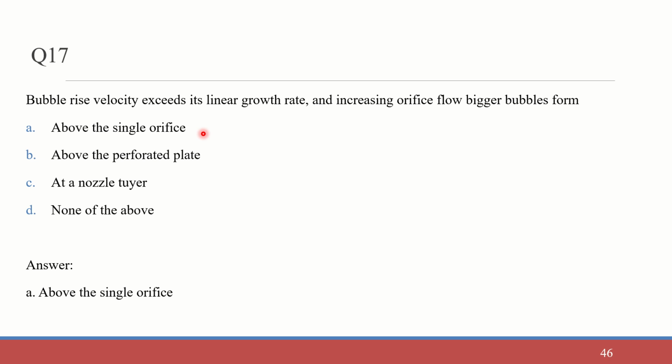single orifice. So when we have a single orifice, the bubble rise velocity exceeds its linear growth rate at a certain height, and on further increasing the orifice flow rate, bigger bubbles tend to form. It is asked in which distributor, whether above the single orifice, above the perforated plate, above a nozzle tuyere, or none of the above. So the answer is actually above the single orifice. The answer is option A.